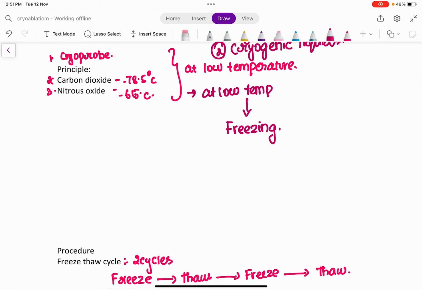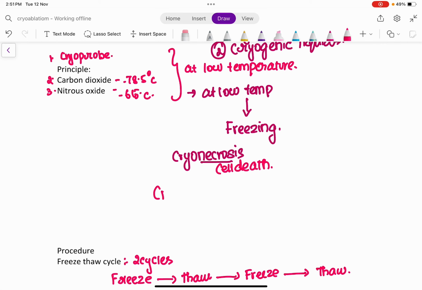Now, you may have the doubt: how is freezing going to cause destruction of the abnormal cervical tissue? It is because when you introduce the cryoprobe or the cryogenic liquid at very low temperature, what is going to happen is cryonecrosis. That is, this freezing is going to cause necrosis. We all know that necrosis means cell death. So this freezing is ideally causing cell death.